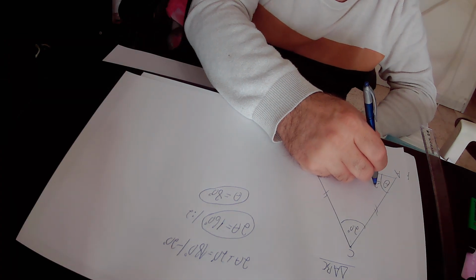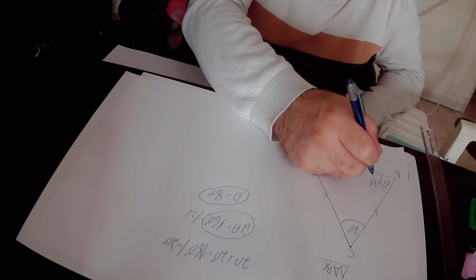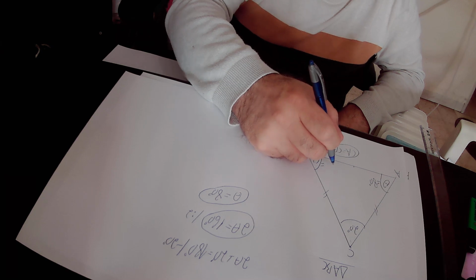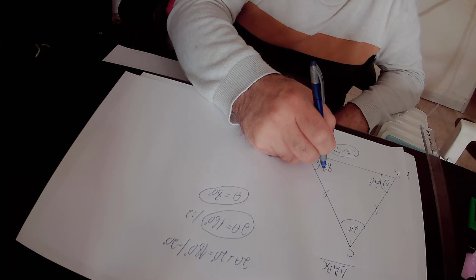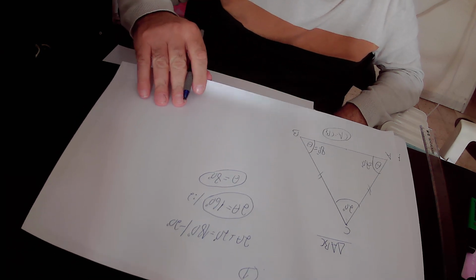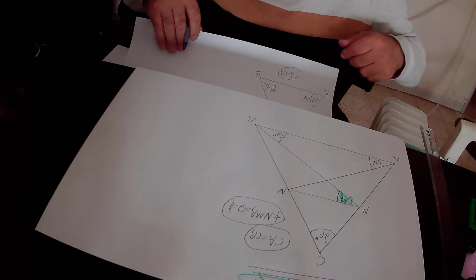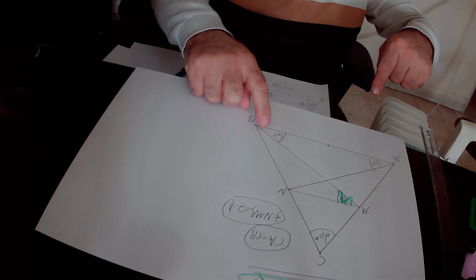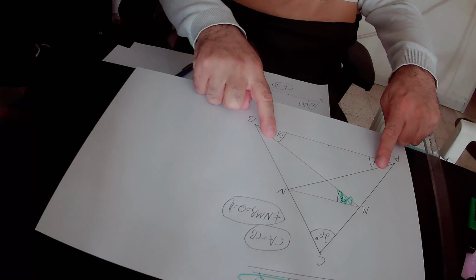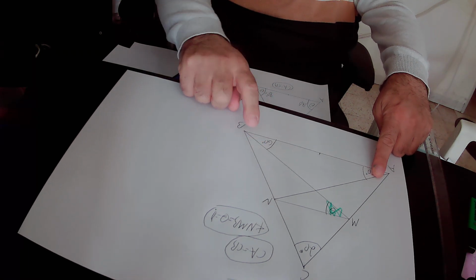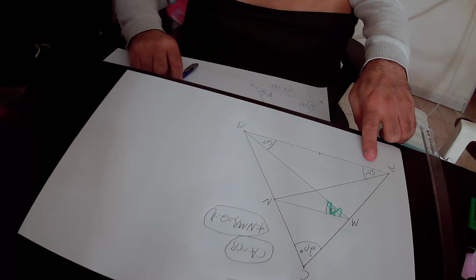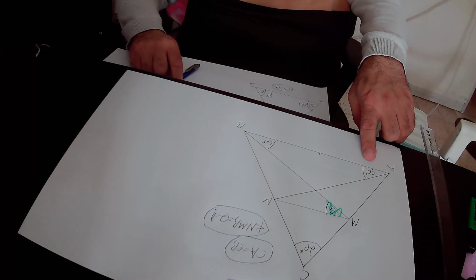So this angle theta equals 80 degrees. This angle theta equals 80 degrees. So actually, those two angles are both equal to theta. So this is angle theta that is equal to 80 degrees in its size.